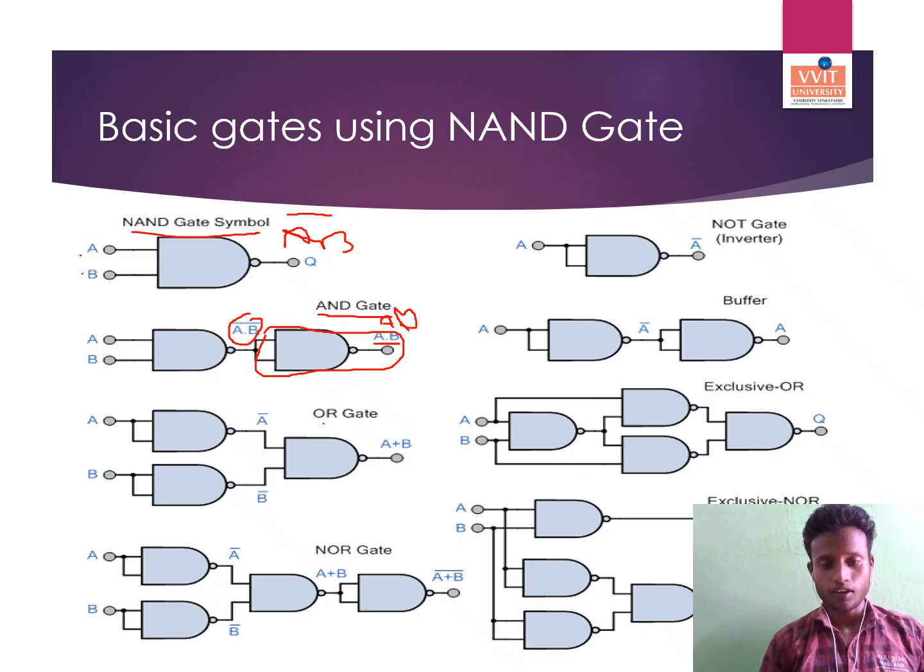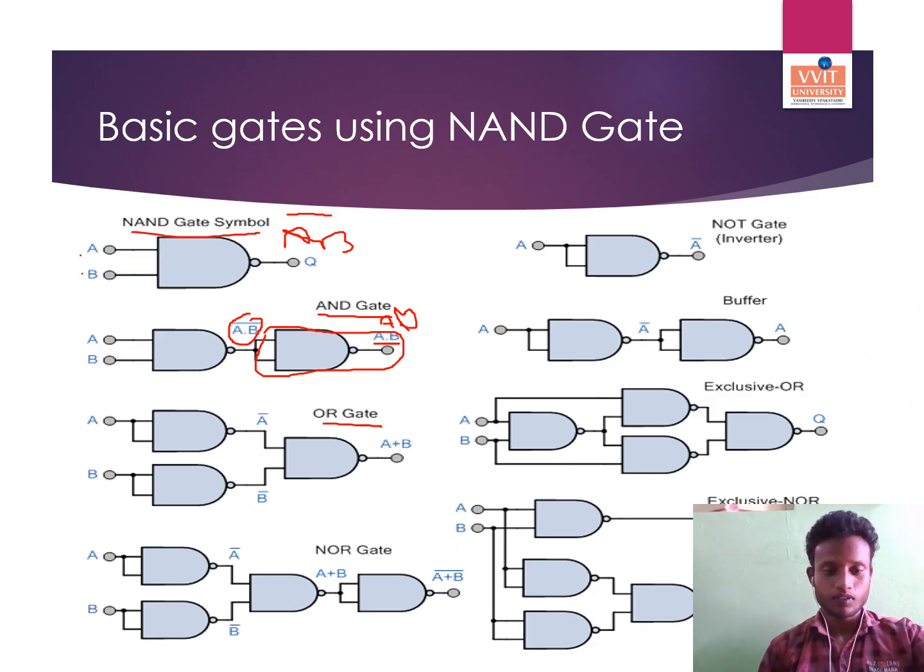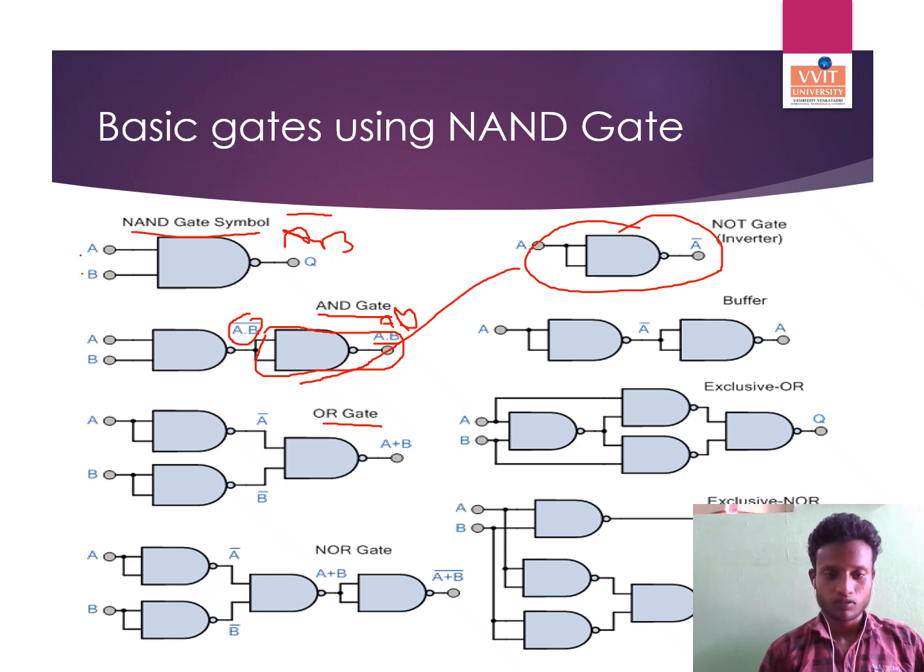And now the OR gate. Implementing the OR gate is simple. When you join the two inputs of a NAND gate, it is nothing but a NOT gate. We give A and B to the NAND gates, and it gives A bar and B bar. It works like a NOT gate. When you give these two bars to the NAND gate, it gives A plus B.